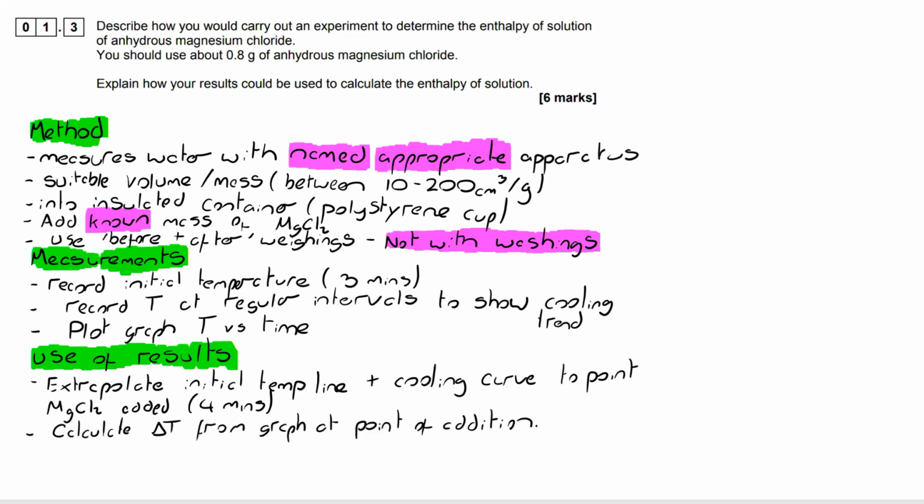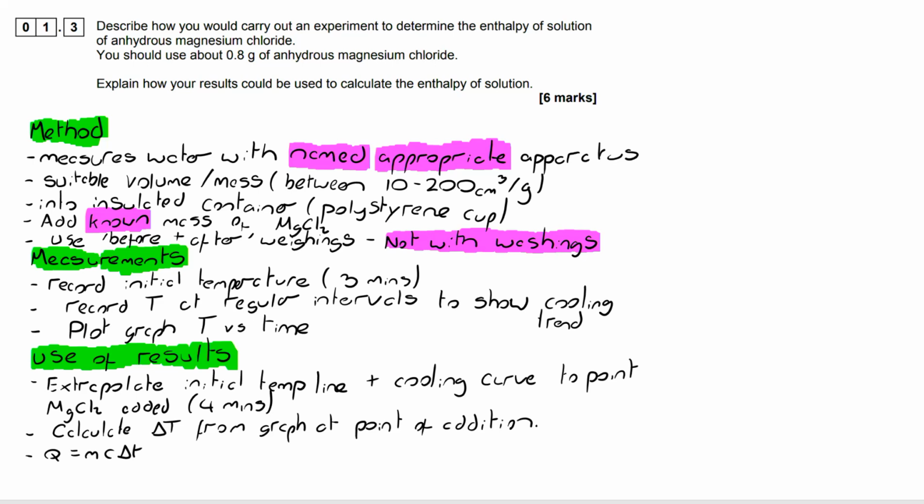And then you're going to calculate delta T. You're going to look at what the temperature would have been had we not added the solid at 4 minutes, and you're going to calculate what the temperature would have been at 4 minutes had the reaction taken place instantaneously. And that's the purpose of the extrapolation. We're assuming what the temperature would have gone up to had the reaction taken place immediately and there had been absolutely no heat loss to the surroundings.